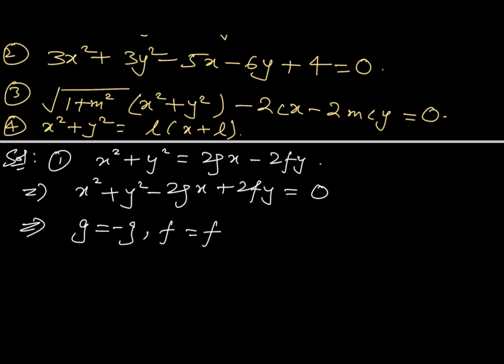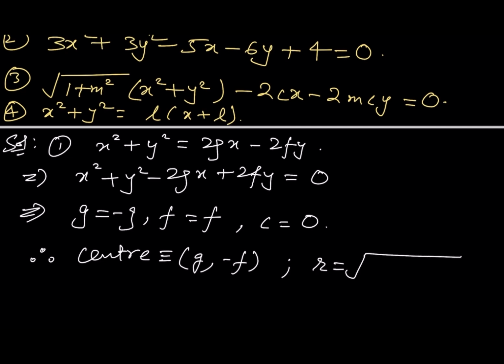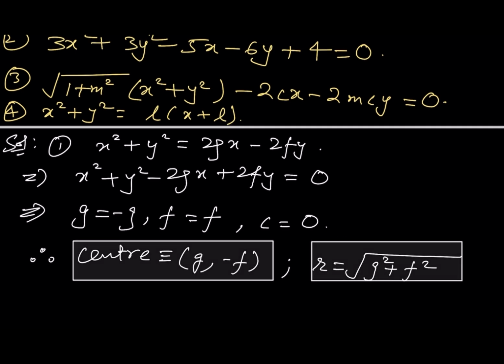So here g is minus g and f is f. And c is 0 because there is no c. So therefore center is minus g comma minus f, so minus of minus g, which is g comma minus f. And radius is root over g square plus minus f whole square, so g square plus f square minus c, minus 0. So this is radius, root over g square plus f square, right? And this is center. Okay.